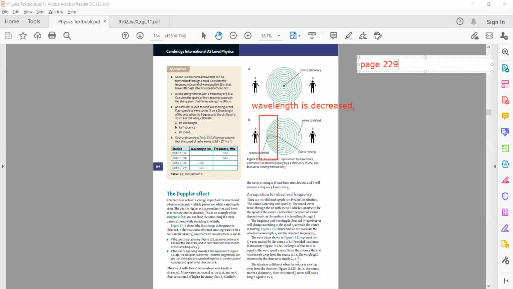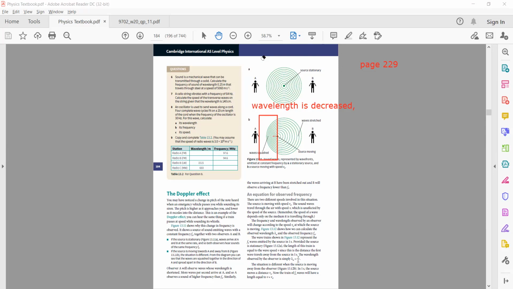So if you look at the first diagram over here, the top one, everything is stationary. Stationary just means nothing is moving. So the source of the waves isn't moving and the people aren't moving. So there's no relative motion between the source and the observer. Cool. So that's what's happening in the first diagram.